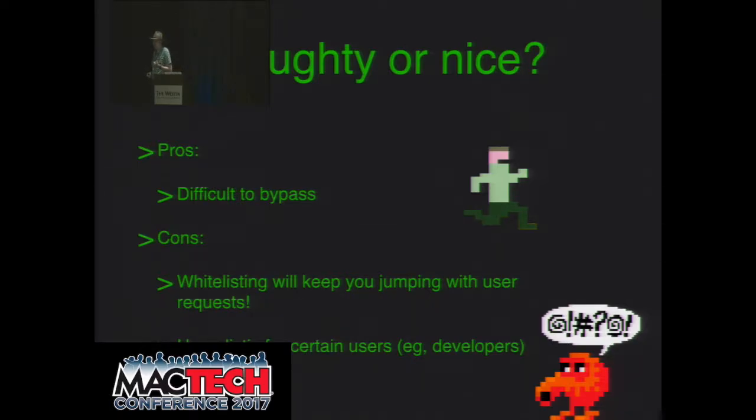One of the big ones is that this kind of whitelisting will keep you jumping with user requests. So, you know, Sally in accounting has some new package that she's trying to get a demo of, and it won't run because Santa's blocking it. So she's calling IT to ask you to unblock it for her. You know, that's just one example. I'm sure at a big organization, you could have many requests coming into IT every day for stuff like this. So that can get to be a little bit of a headache.